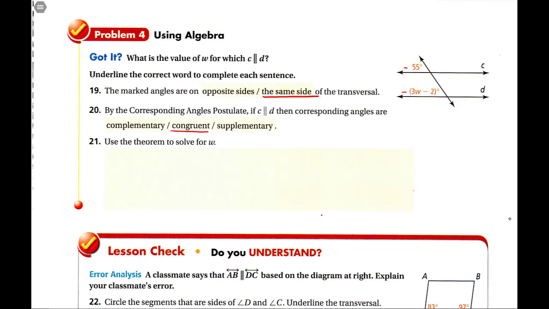And then to simply solve this, we would just set both angles equal to one another. If they're congruent, they have the same angle measure. So we have 3W minus 2 is equal to 55. We'll add 2 to both sides. Divide by 3. And we get 19. All right, so W has to be 19.